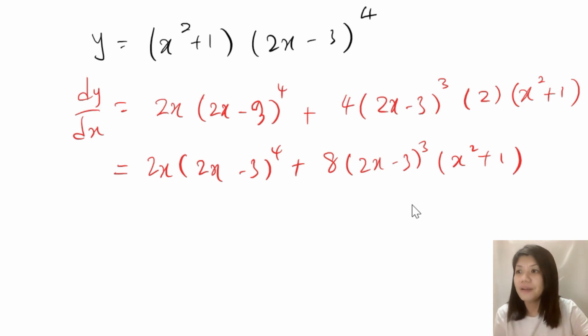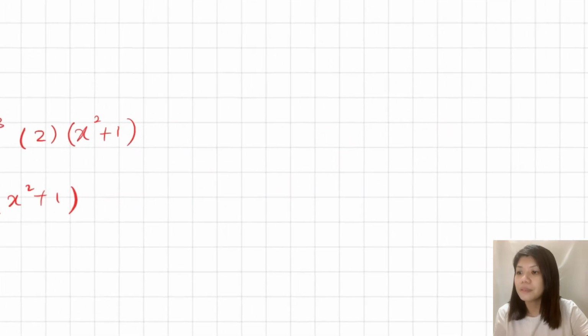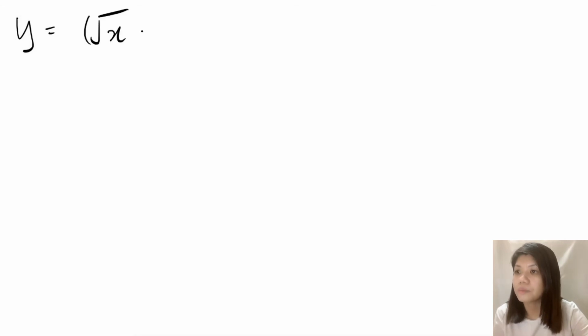Okay, alright, let's do one more example on the chain rule. So let's say we have a square root of x, and then we have 3x.